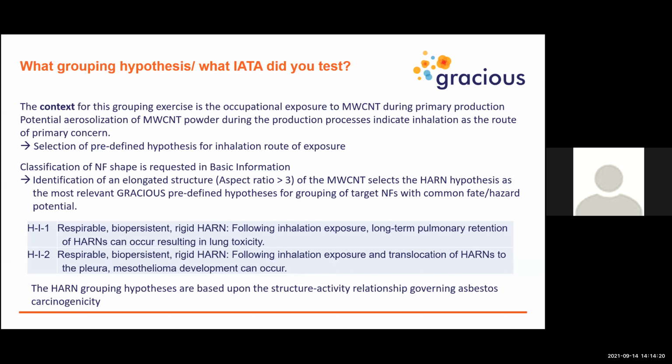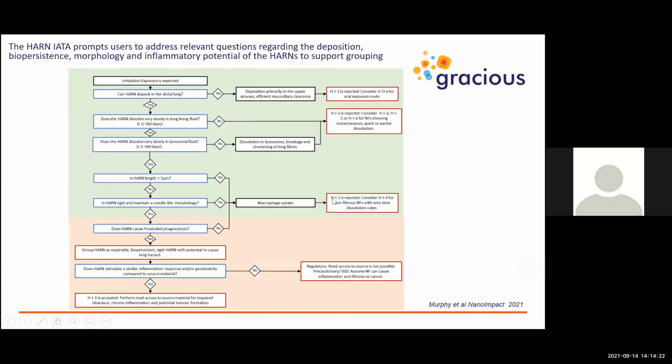The IATA prompts the user to address questions regarding the deposition, biopersistence, morphology, and inflammatory potential of the HARN in order to support a grouping outcome. So this image is an overview of the HARN IATA decision tree, but you can find the full details of this in our NanoImpact publication, which came out earlier this year, if you want to see it in more detail.